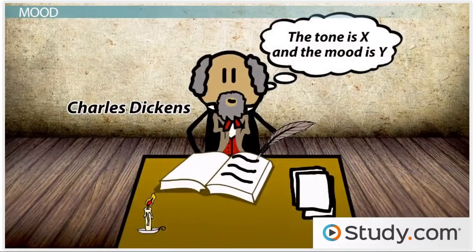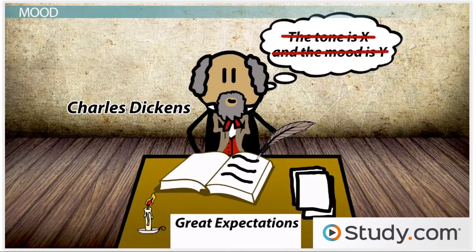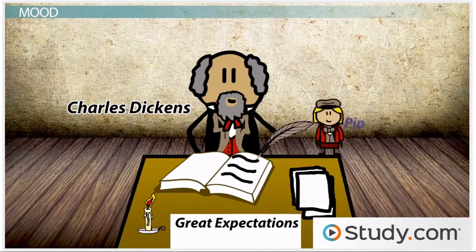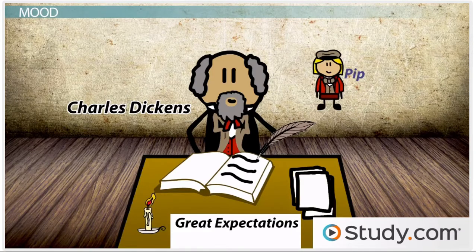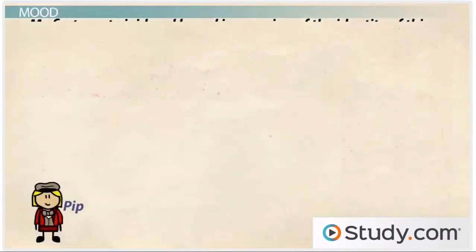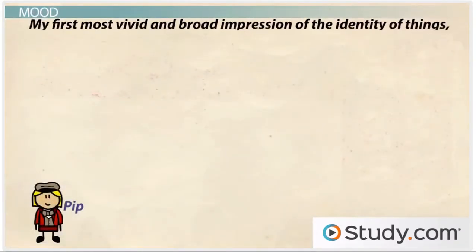Both tone and mood are implied by the author's use of words, so it's easy to see how they come to be used interchangeably. Charles Dickens doesn't come out and say that the tone of the book Great Expectations is X and the mood is Y, nor does his attitude toward Pip and his changing fortunes stay the same through the entire 490-page novel. Let's look at an early passage when a very young Pip goes to visit his parents' graves.